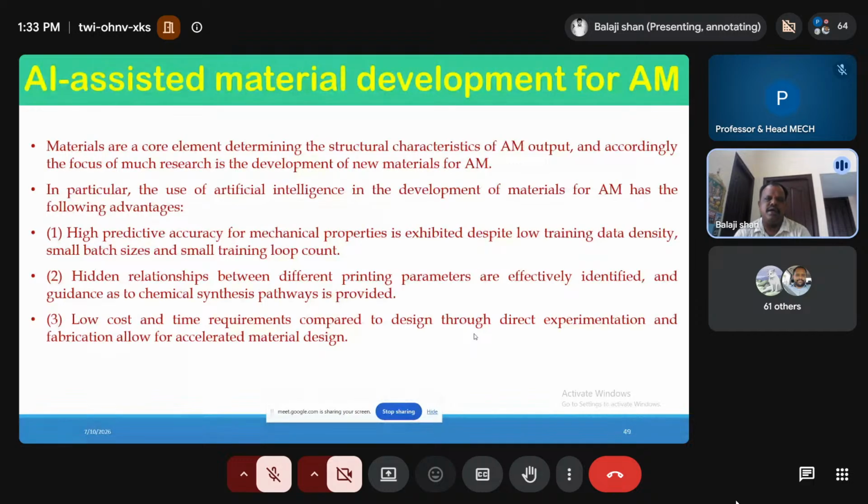So materials are the core element determining the structural characteristics of additive manufacturing output, and accordingly, the focus of most of the research is development of new materials for additive manufacturing. For example, previously we used the customized materials PLA, PEEK, and ABS, and some commercially available materials only for 3D printing. But nowadays we are focusing on bio-based materials, that is, using natural filler materials or some bio-based materials added into the commercially available materials to enhance the mechanical properties and the structural properties also.